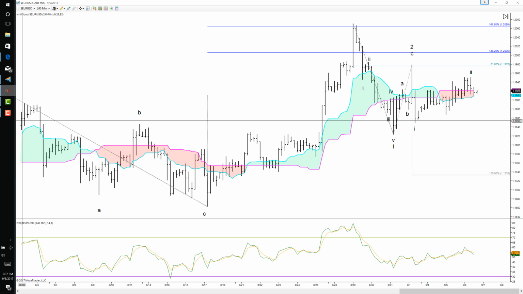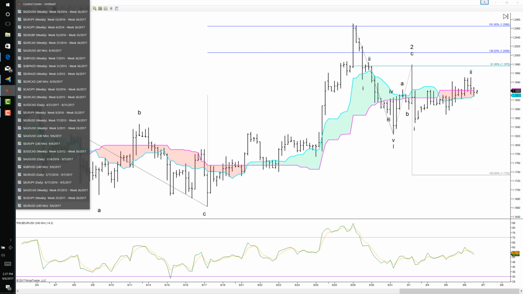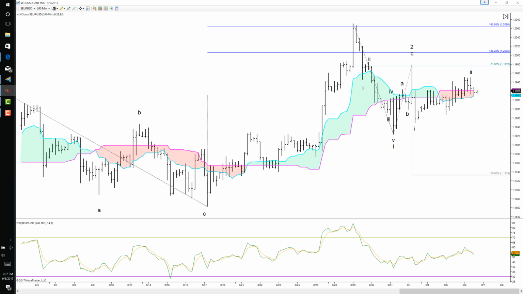This is the euro dollar. I think I looked at a 60. Did I do a 60? Yeah. So as the euro dollar, I have a 1, 2, 3, 4, 5. I have an A, a B, a C for 2, and now I have a 1 and a possible 2.